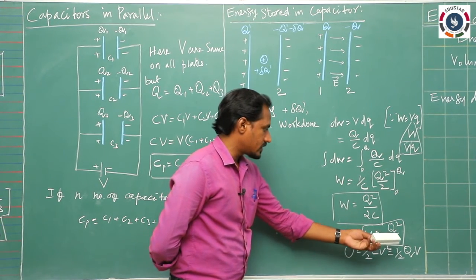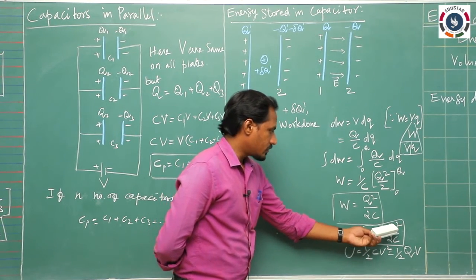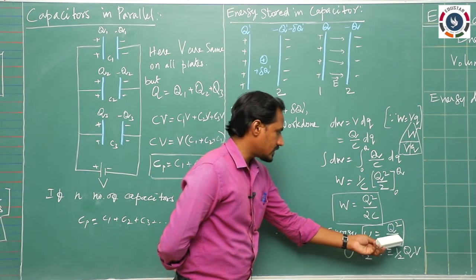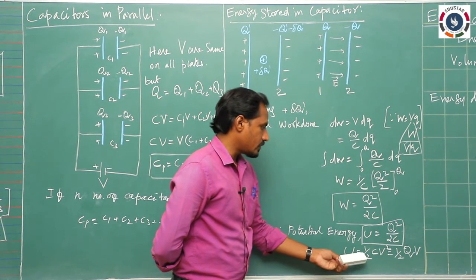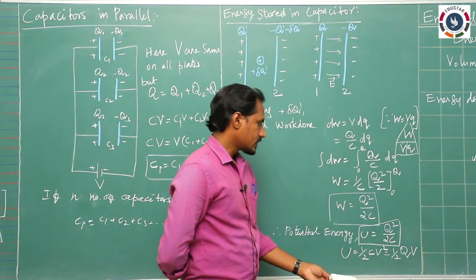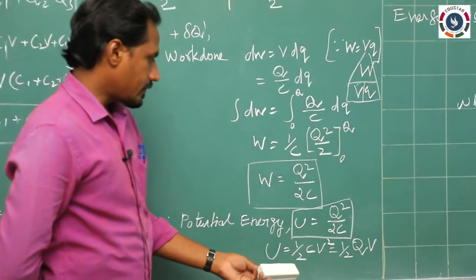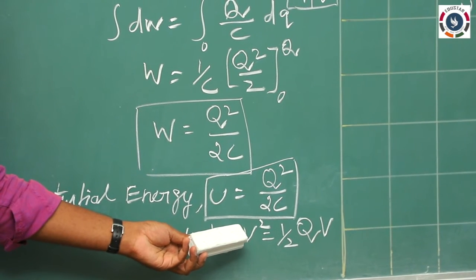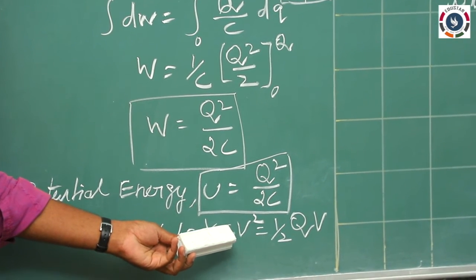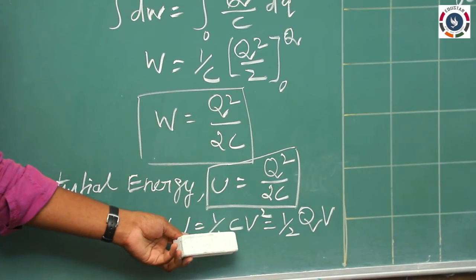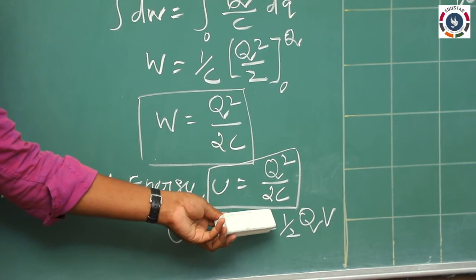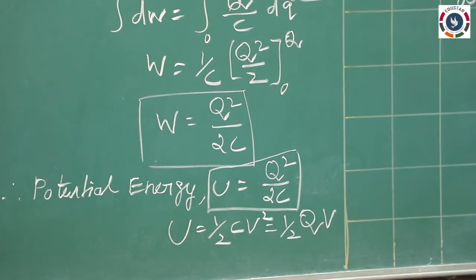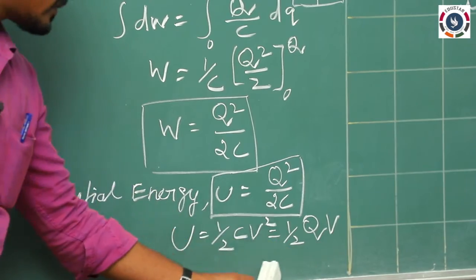Also we can change the formula. We know Q is equal to CV. So, if you put Q equal to CV, C squared V squared is there. One C cancelled, so the remaining will be 1 by 2 CV squared. And we know the formula C is equal to Q by V. If you put Q by V, one V is cancelled, remaining will be 1 by 2 QV. So, all three formulas are the same.